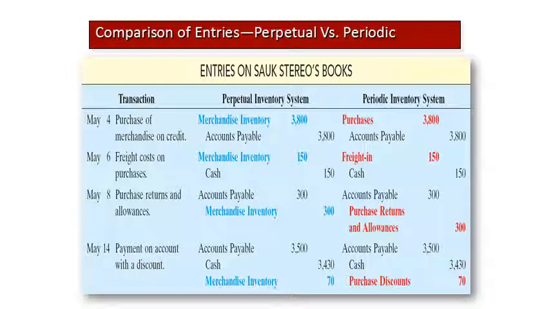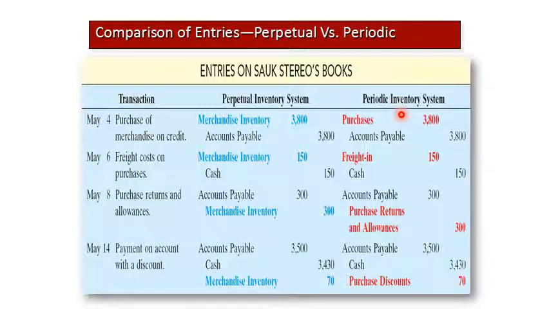When you are using the perpetual inventory system, you use inventory with all the purchase transactions. When you purchase merchandise, debit inventory. When you are recording freight cost, debit inventory. When you are making purchase return and allowance, credit inventory. When you are making payment on account with a discount, your discount will credit inventory.